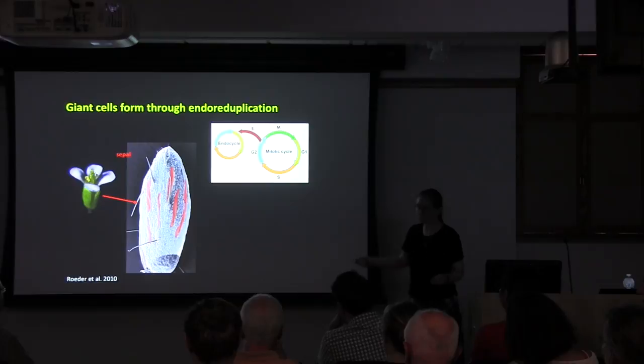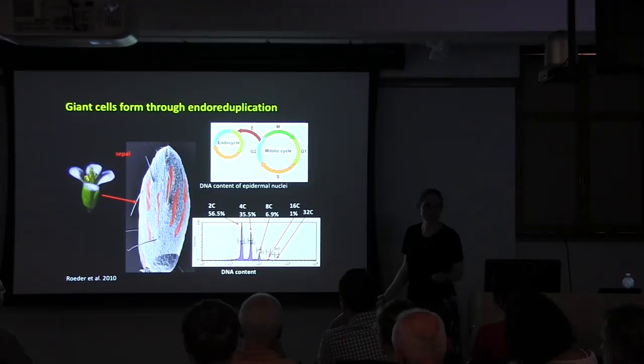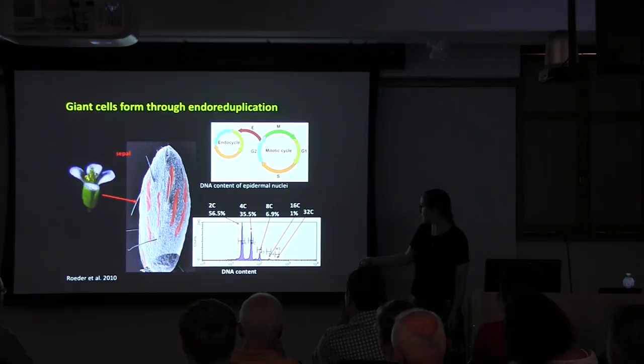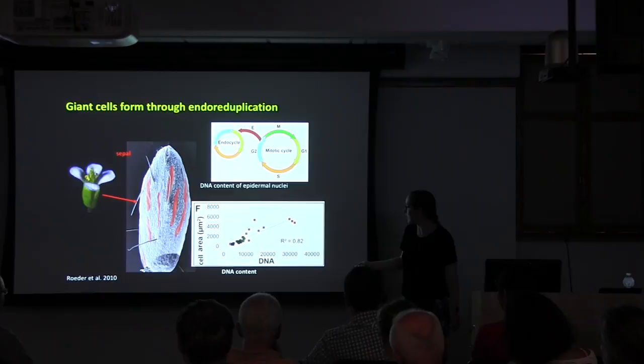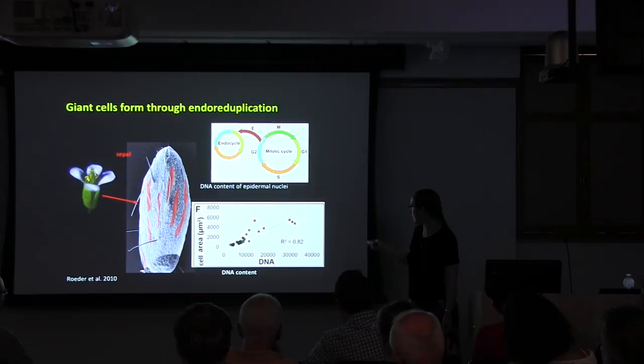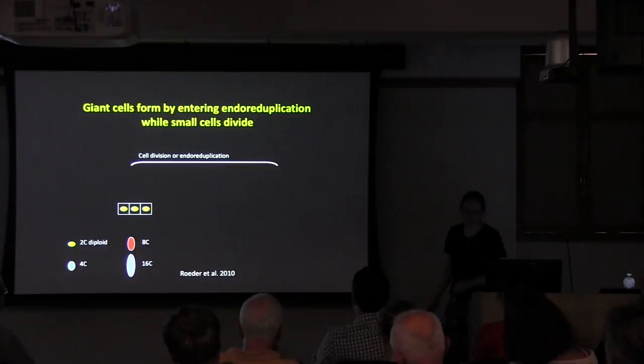If we measure DNA content using flow cytometry to measure how many endocycles it's undergone, we can see we have 2C diploid cells. That's the starting point. They replicate their DNA once to 4C, twice to 8C, three times to 16C, or four times to 32C. And so it's these 16C and 32C cells that are the giant cells. And if we look at the relationship between DNA content and cell area, we find that it's linearly correlated. So the giant cells are the 16C cells. And from our previous live imaging data, we've seen how these giant cells form.